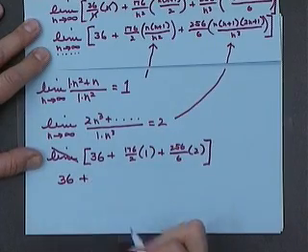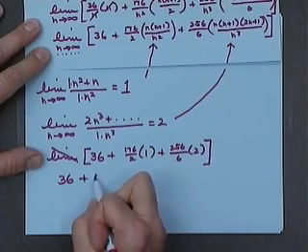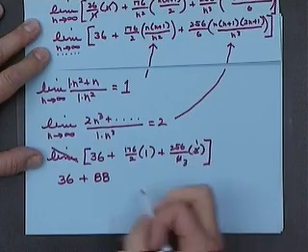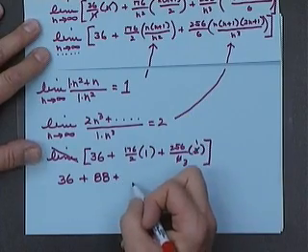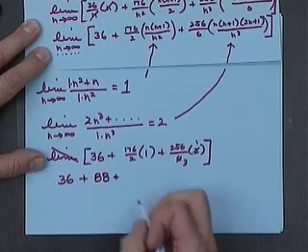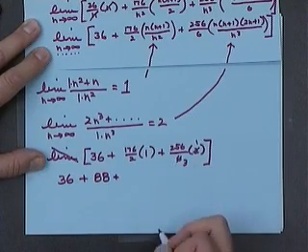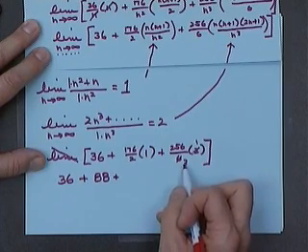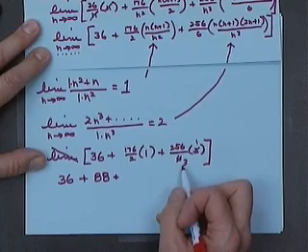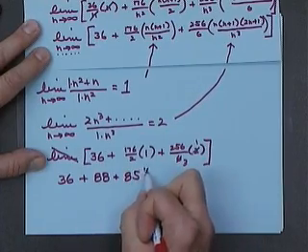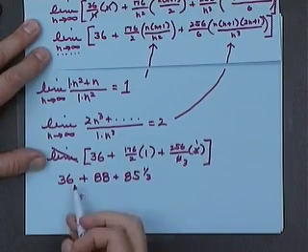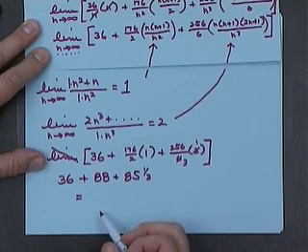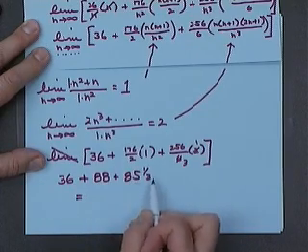176 over 2 is what? 88. And 256 over 3. I think we're going to be stuck with thirds, right? So what is 256 over 3? 85 and a third? Yeah. Is that right? So the end result, I think if we add those up, 209. Is that right? This plus this plus this, 209 and a third.